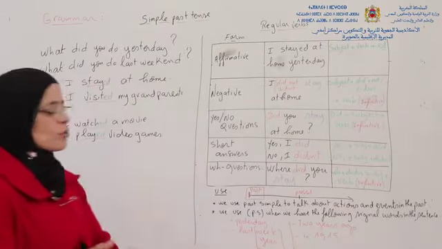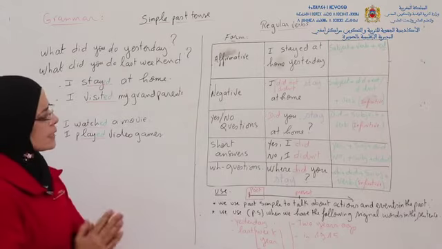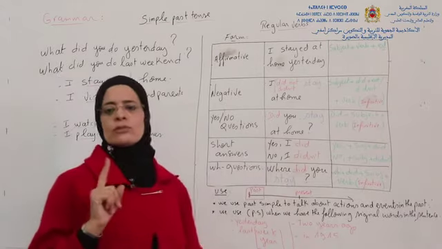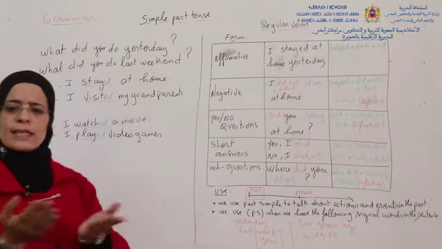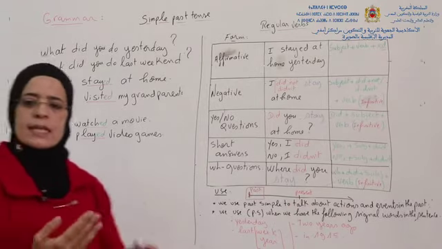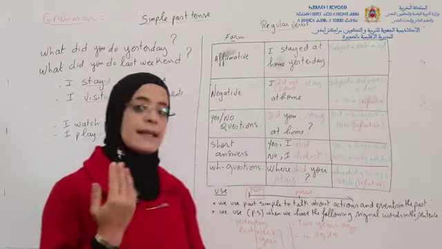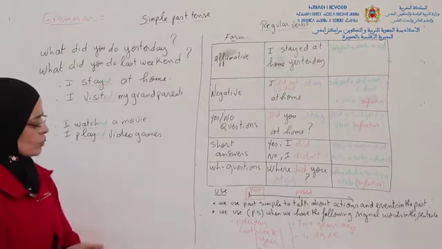Okay, now this is concerning the form of all regular verbs. As you can see here, we have just one form for all subjects. I stayed, you stayed, he stayed, she stayed, it stayed, we stayed, you stayed, and they stayed. We have just one form. Now let's move on to the use.